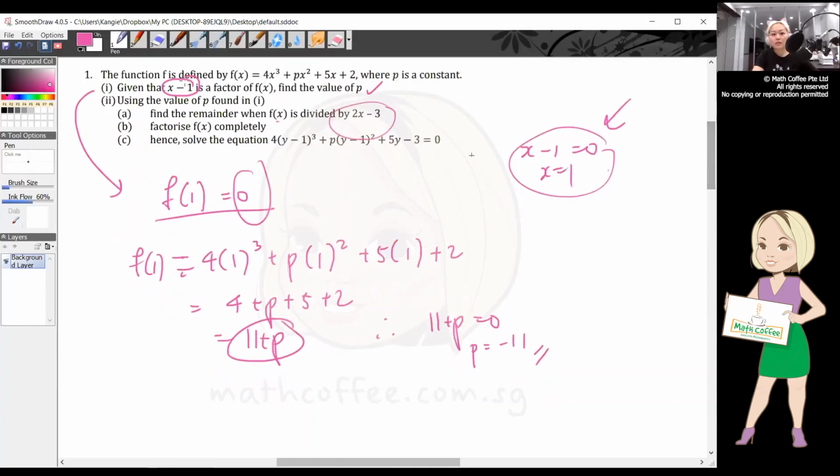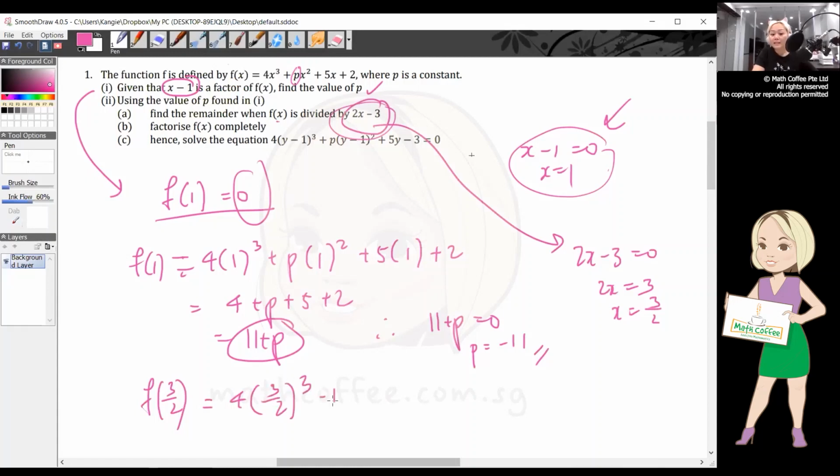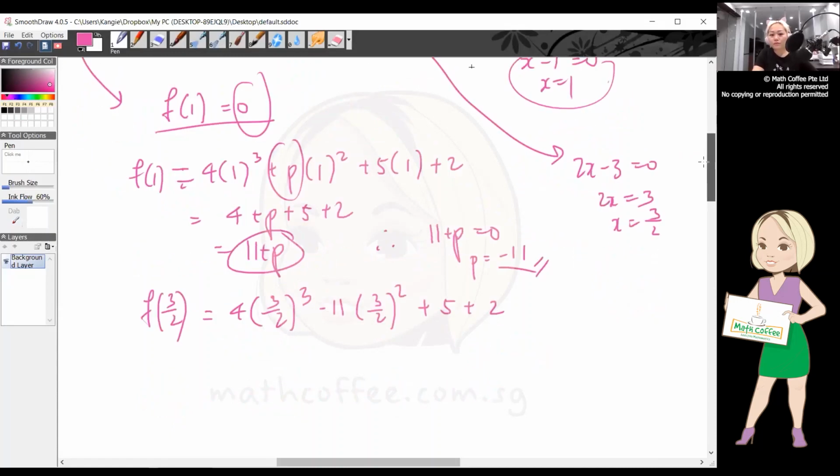So this is easy. What you do is, now my f(x) is complete with p as minus 11. So now I'm going to sub in f(3/2). Why do I sub 3 over 2? Because 2x minus 3 equals 0, 2x equals 3, x equals 3 over 2. So I do f(3/2). So same thing, 4 times 3 over 2 cubed minus 11, now I will replace the p to become minus 11, then times 3 over 2 squared plus 5 plus 2.